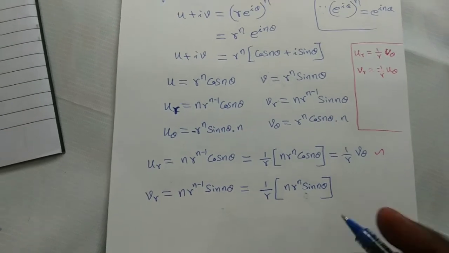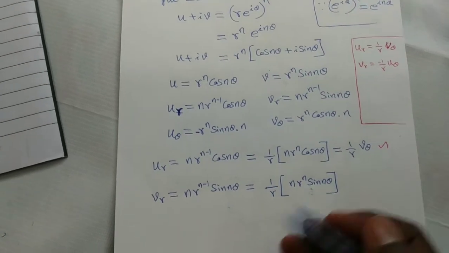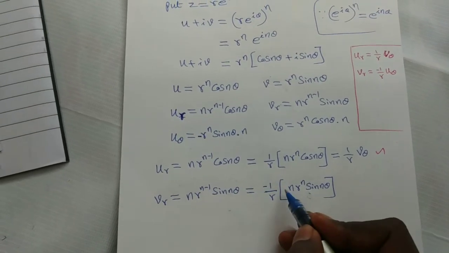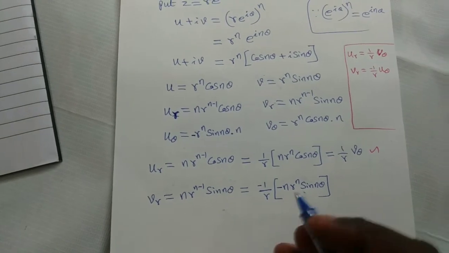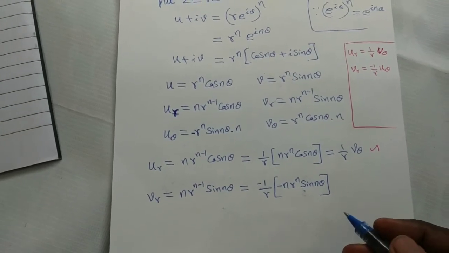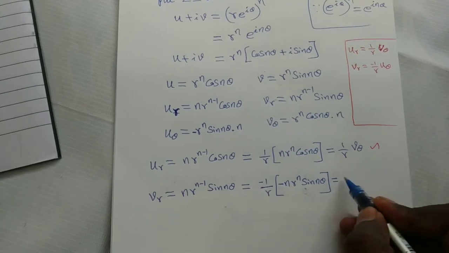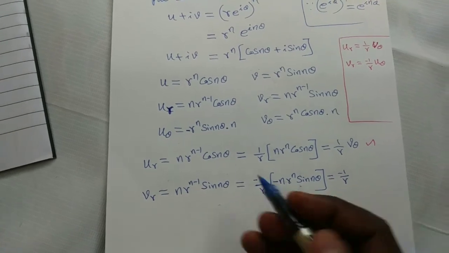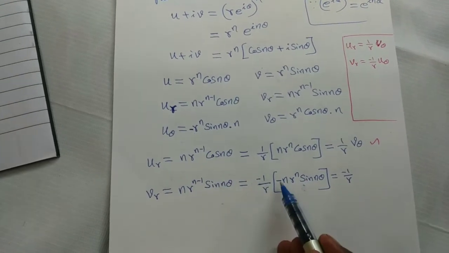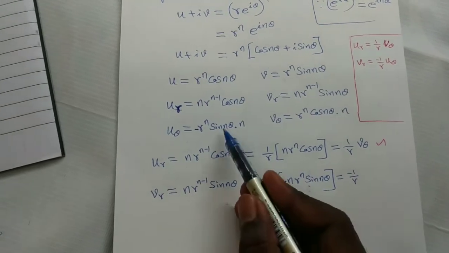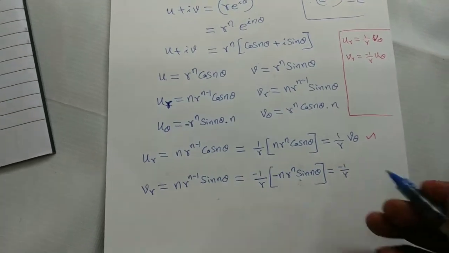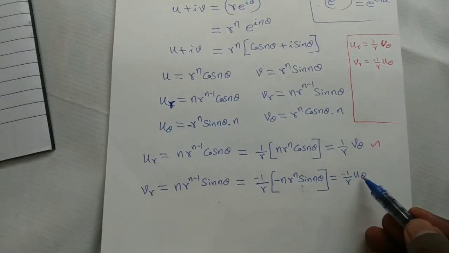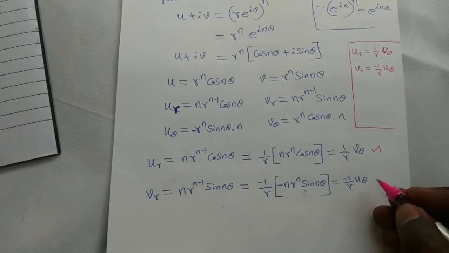But you see, I want minus 1 by r outside, but unfortunately here I have only 1 by r, so multiply outside by minus and multiply inside by minus; it will be compensated, minus of minus is plus. Are you clear? Now this is 1 by r into minus 1 by r, and we compare with u theta. Where is u theta? We can compare: minus n r power n sin n theta is equal to u theta. So Vr is equal to minus 1 by r into u theta. So the second equation is also verified.